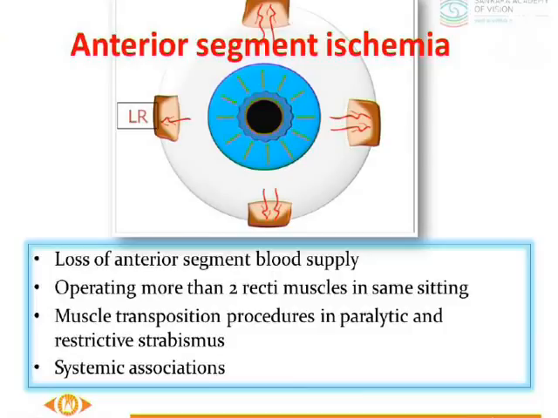So I'll just finish with this complication. Anterior segment ischemia has already been discussed. It is the most important complication. It is because of the loss of anterior segment blood supply, and the main risk factor is operating on more than 2 recti muscles in the same sitting, which is very common because we need to do muscle transposition procedures in cases of paralytic and restrictive strabismus nowadays. And you should always take care of the systemic associations as well. You have to get a clear history of diabetes, hypertension, or any other systemic associations the patient has.